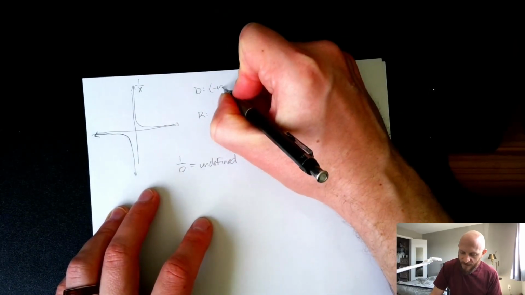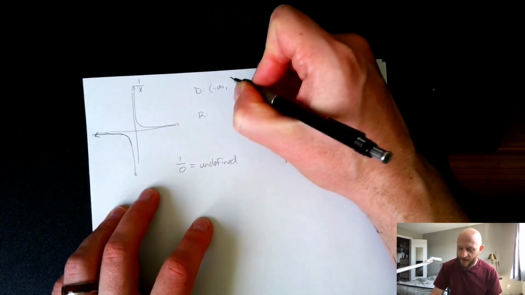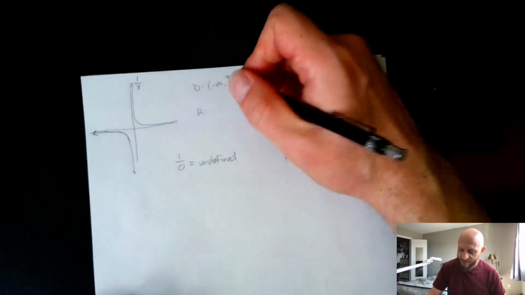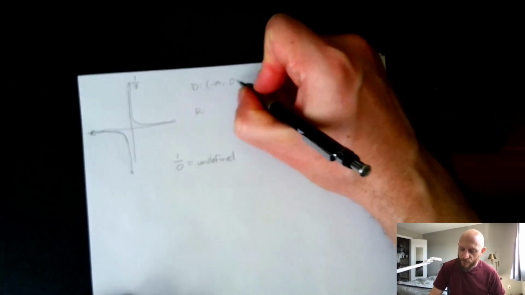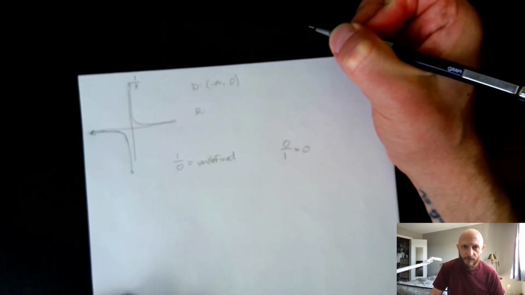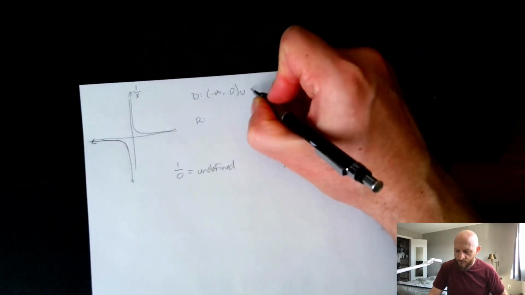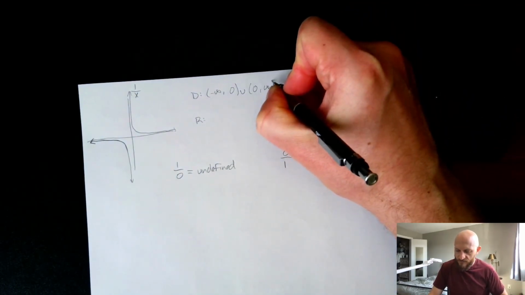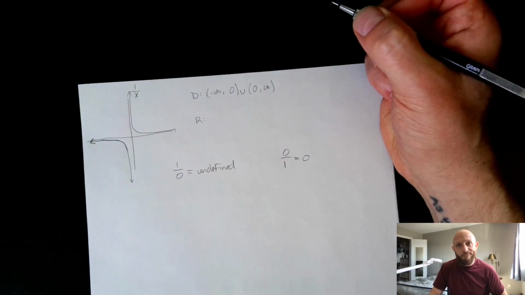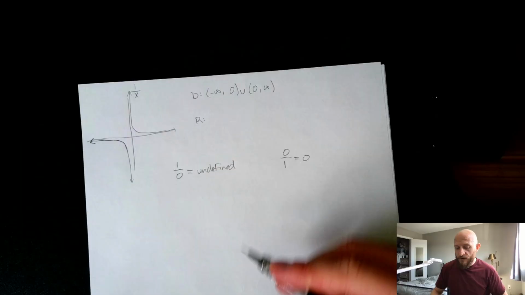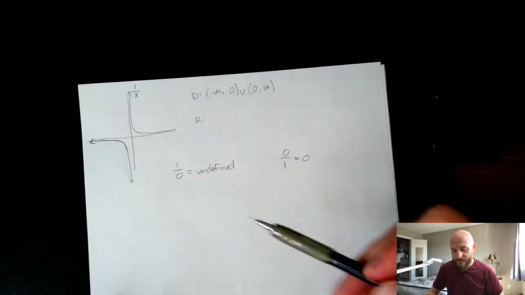Well, we'll take every possible negative number all the way up to 0, but we don't include 0. 0 is a problem. And then we will union that with 0 to infinity, all of the positive numbers. That's the domain. Range is actually the exact same thing.